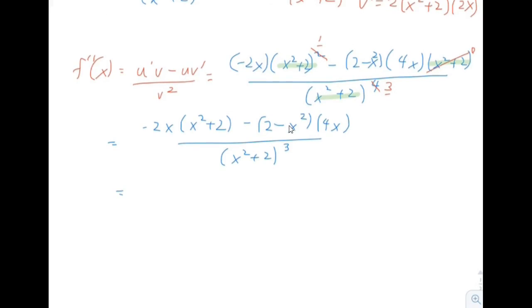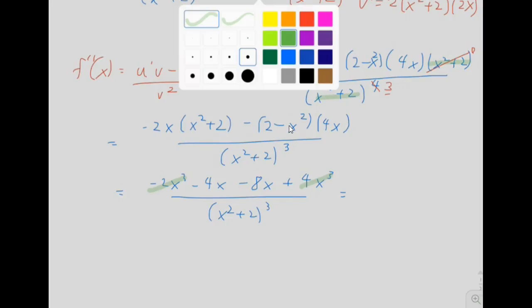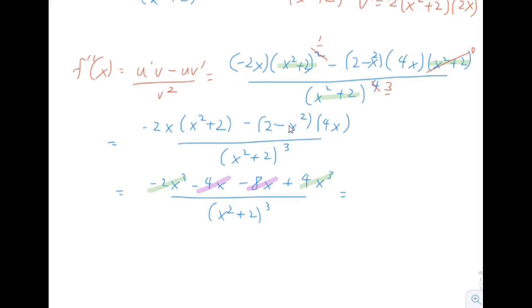Now let's multiply everything out. We're going to have negative 2x cubed minus 4x. And then we're going to have minus 4x times 2, which is negative 8x. And then we're going to have negative of negative x squared times 4x, which is going to be positive 4x cubed. All over the denominator x squared plus 2 cubed. Let's combine some like terms. There's a like term. There's a like term. Let's total them up. So that would be 2x cubed minus 12x divided by x squared plus 2 cubed.